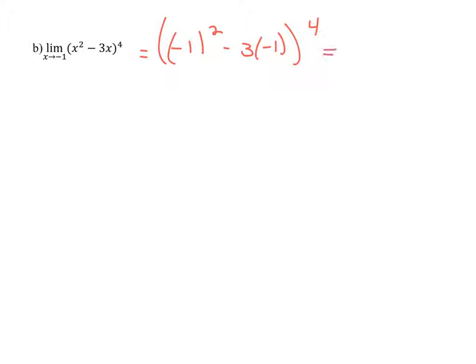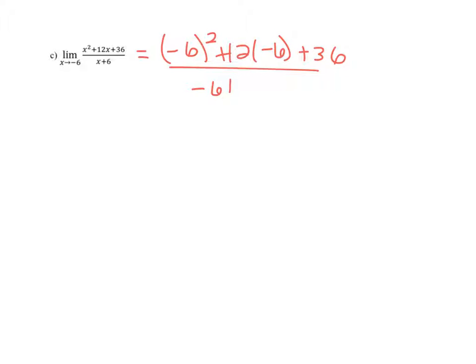When I plug this in, I get a value of 256. And that is my limit. The next question, again, I'm going to plug in using substitution. So negative 6 squared plus 12 times negative 6 plus 36 over negative 6 plus 6.